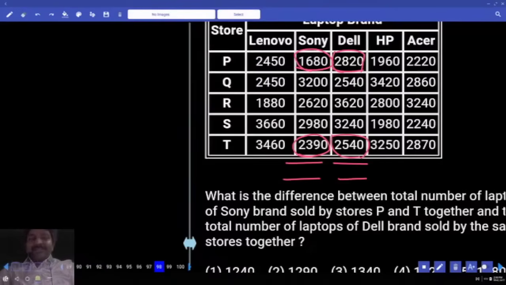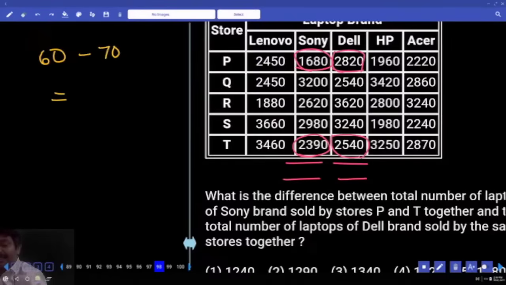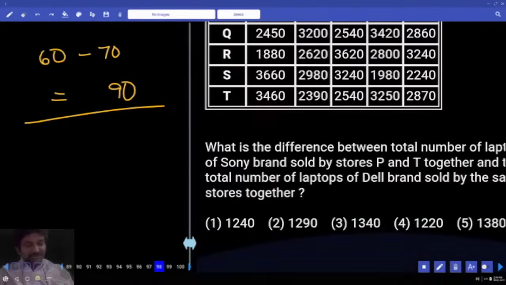Observe last 2 digits values for Dell. 20, 40 ends with 60. And now Sony 80, 90 ends with 70. If 70 is subtracted from 60, answer ends with 90. Got it? And there is only one option which is ending with 90.